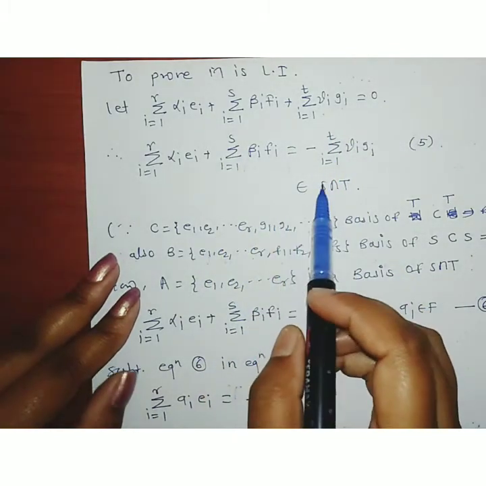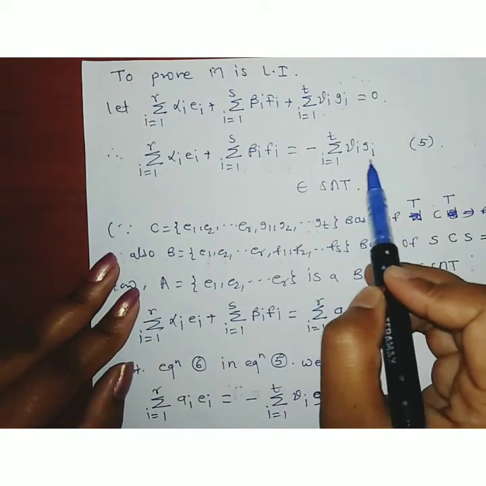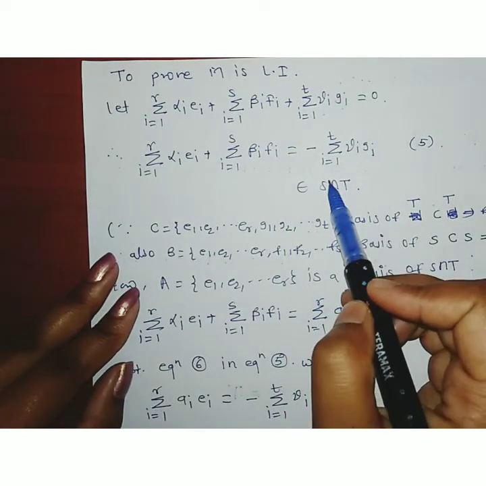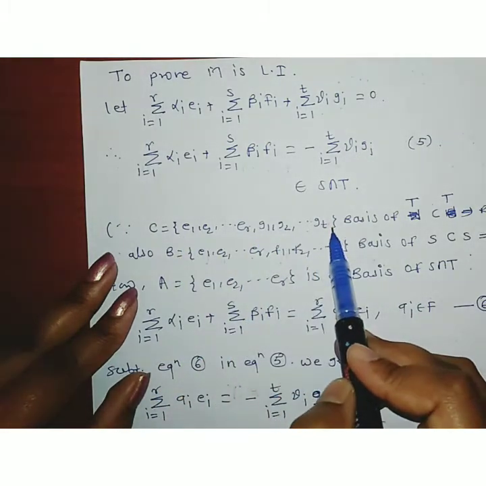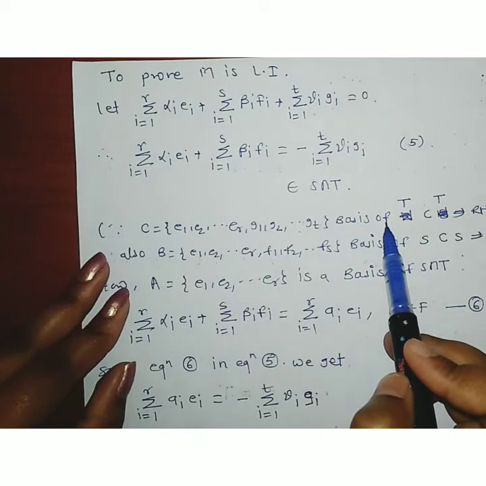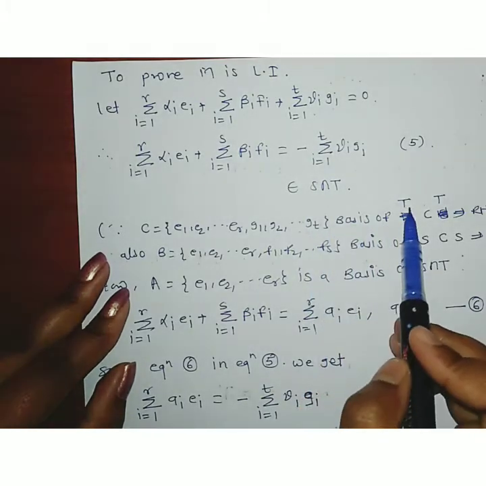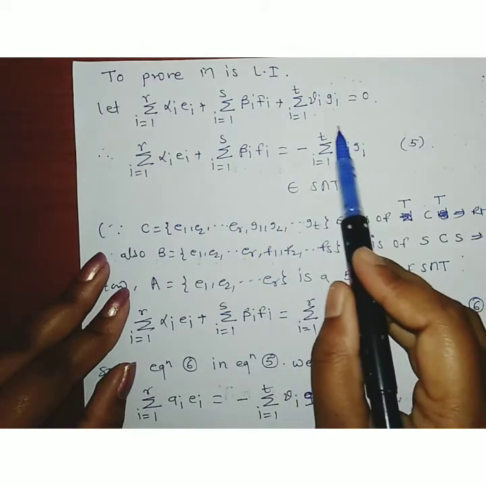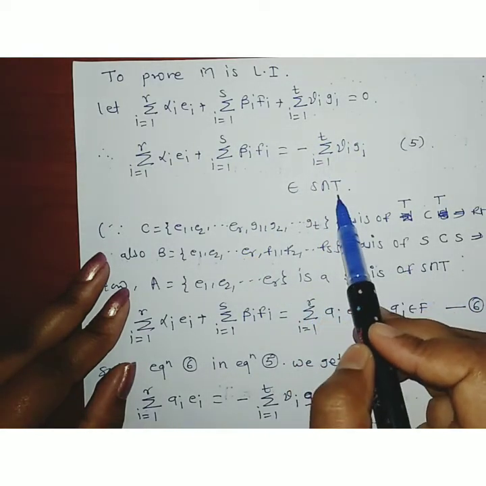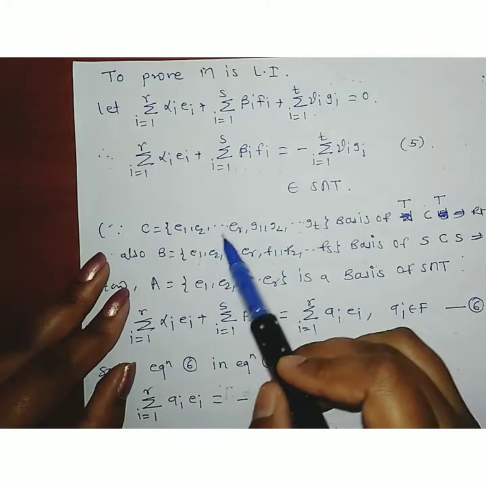Now look at here. We know that the gi are members of the set C. Set C is e1, e2, ..., er, g1, g2, ..., gt, which is nothing but the basis for T. As it forms a basis of T, this linear combination belongs to T. Therefore, the RHS belongs to T.